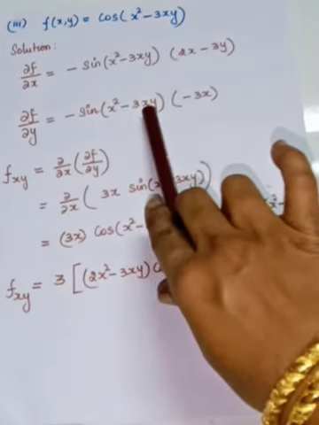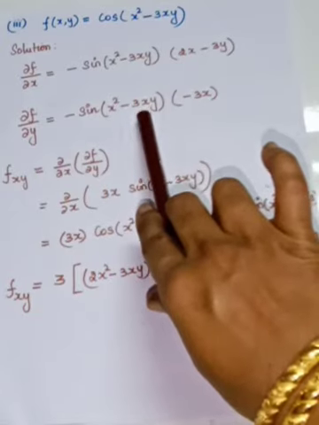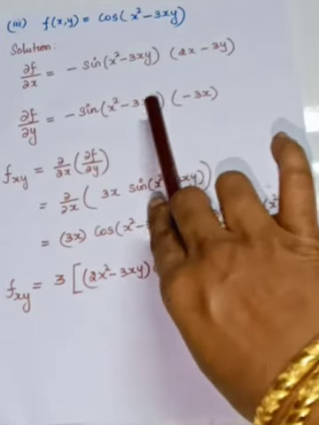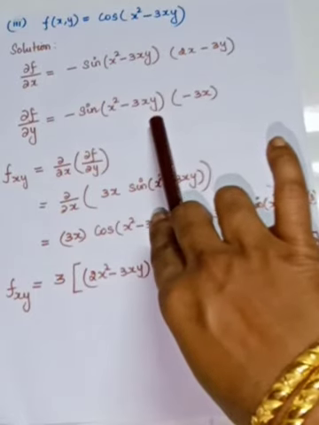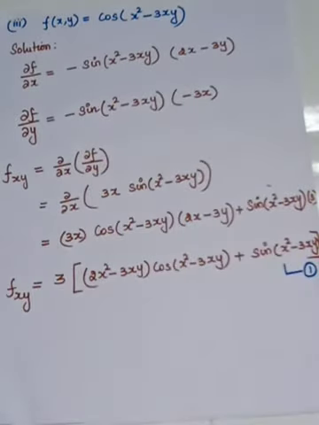And come to the second term. Minus 3x is constant. What is remaining here is y, and the differentiation of y with respect to y is 1. Okay, so ∂f/∂x and ∂f/∂y, that is fx and fy, are completed.